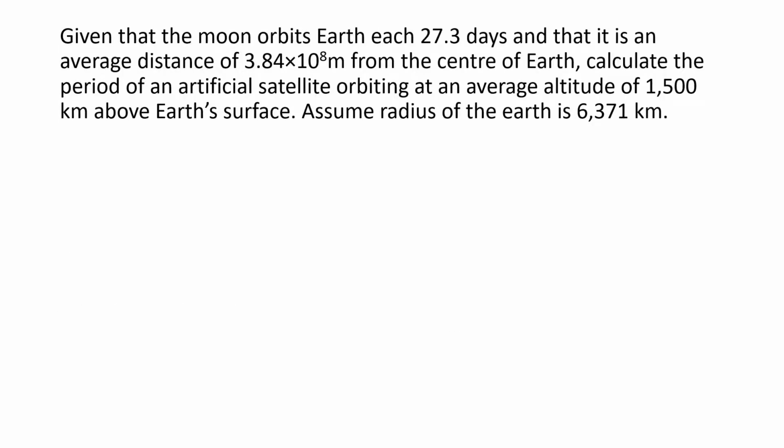Okay, and then the third question, given that the moon orbits Earth each 27.3 days and that it has an average distance of 3.84 times 10 to the 8 meters from the center of the Earth, calculate the period of an artificial satellite orbiting at an average altitude of 1,500 kilometers above the Earth's surface. Assume the radius of the Earth is 6,371 kilometers. Attempt this question, and then I'll do the working out.